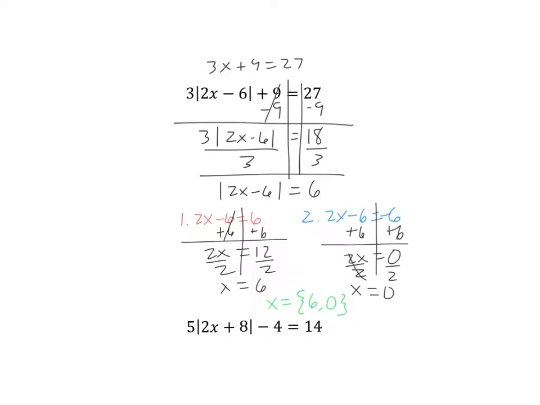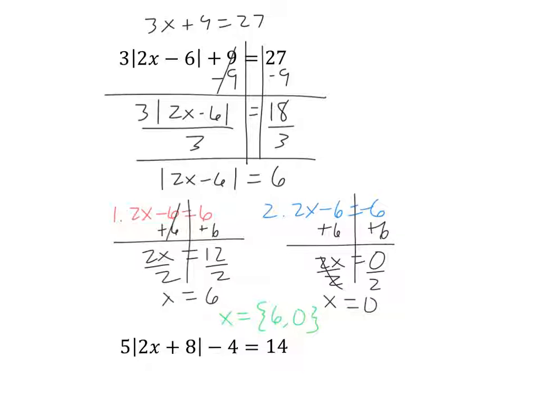Okay, let's check these ones to make sure that we're doing it right. So for case 1, we have 3 times the absolute value of 2 times 6 minus 6 plus 9, and we want to see if that equals 27. Oops, I wrote 29. I meant 27. Okay, we'll fix that. Well, if I look at this, let's look at the absolute value first, right, because that's a grouping operation. So we have 2 times 6 is 12, minus 6 is 6. Okay, so this is all 6 here. And then 3 times 6 is 18. 18 plus 9 is 27, so we checked it off.